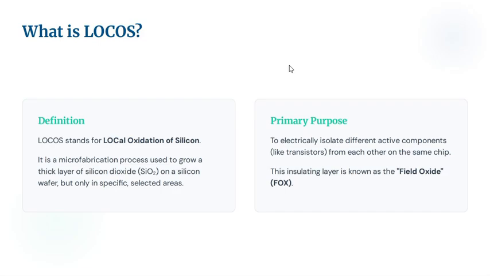So the primary purpose is to electrically isolate different active components. Here, active components means two different transistors, or two devices, from each other on the same chip. This insulating layer is known as field oxide. This is different from gate oxide.